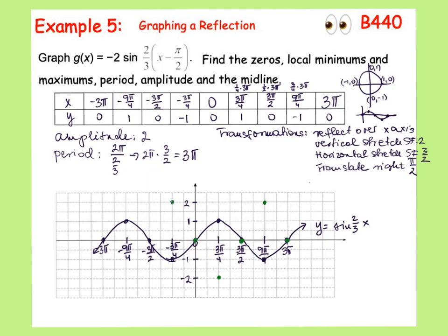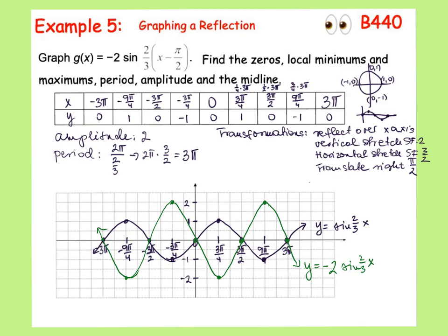And then in the other direction, I am just going to continue the pattern. So here is our graph. This graph, the green one, is y equals -2 times sine 2/3 of x. So lastly, what we have to do is move the graph pi over 2 to the right.